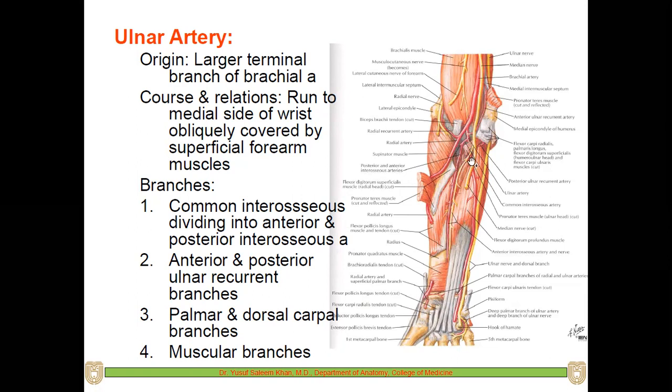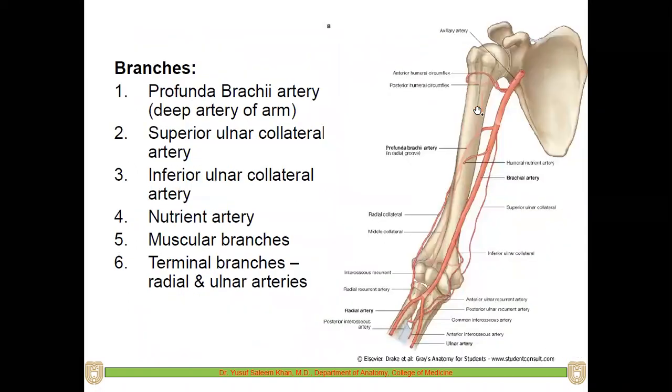Okay. Then it will also be giving the anterior and posterior ulnar recurrent branches. If you see here, there are some recurrent branches, the posterior ulnar recurrent branches, and here this is the anterior ulnar recurrent branch. If you remember the previous branches we had seen, here are the branches from the brachial artery: the superficial ulnar collateral and the superior as well as inferior collateral arteries. Now if you see here, this is the ulnar artery, giving the anterior and posterior recurrent arteries.